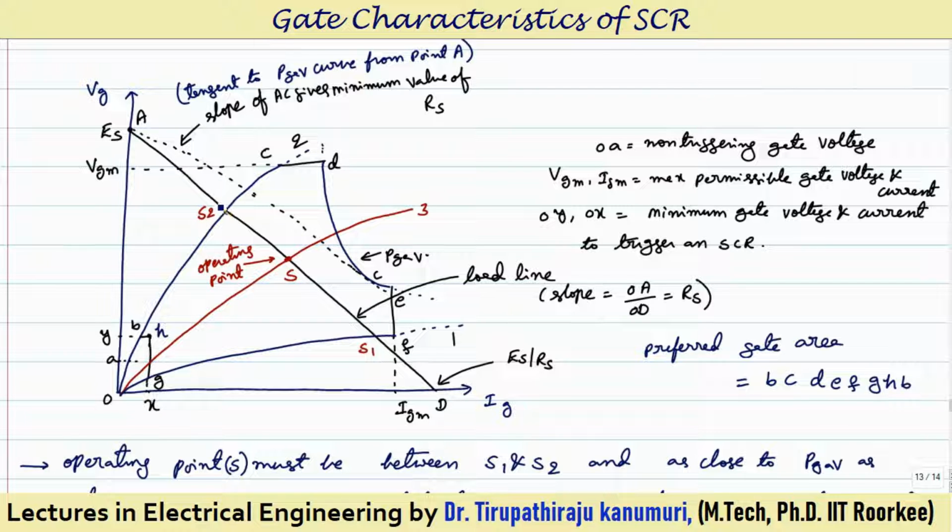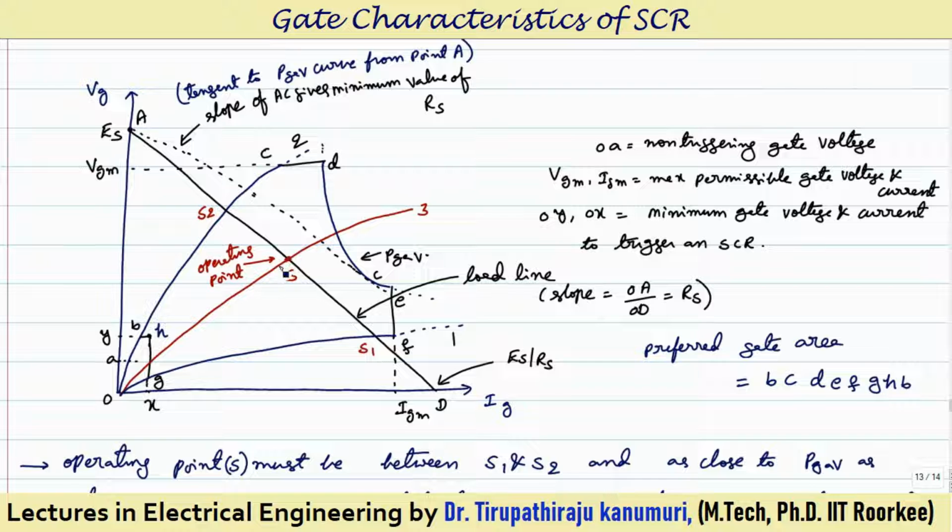This load line intersects curve 2 at S2 and curve 1 at S1. Depending on your SCR characteristics, because for each SCR the characteristic may be anywhere between these two, your operating point will lie anywhere between S1 and S2 on this line. Let us assume my SCR has characteristic 3. It intersects at point S, so my operating point for this one is S.